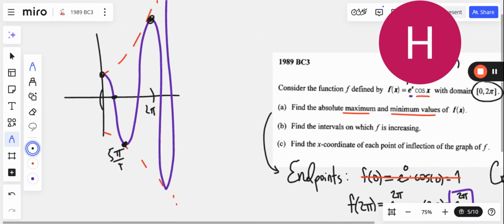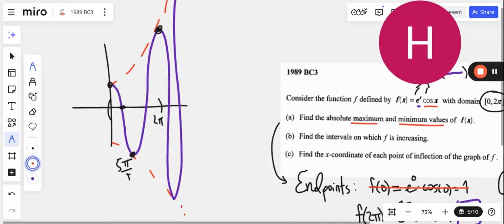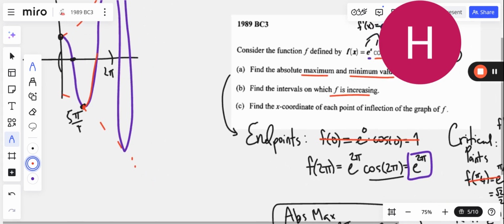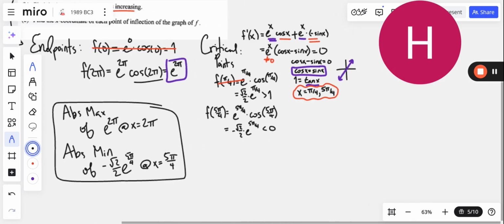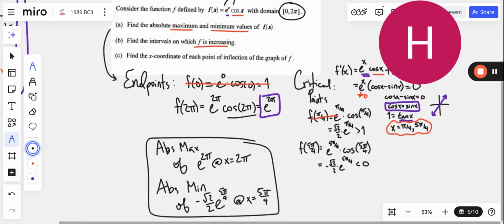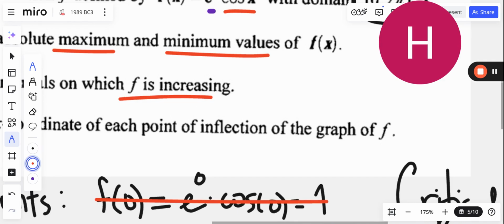Okay, just to give you an idea of what it looks like, because the next question is about where it's increasing, and we can see that it's increasing from this minimum all the way up there. So let's take a nicer look at this derivative to understand when it's increasing, right? Because that means f prime is greater than 0. So let's use a chart.